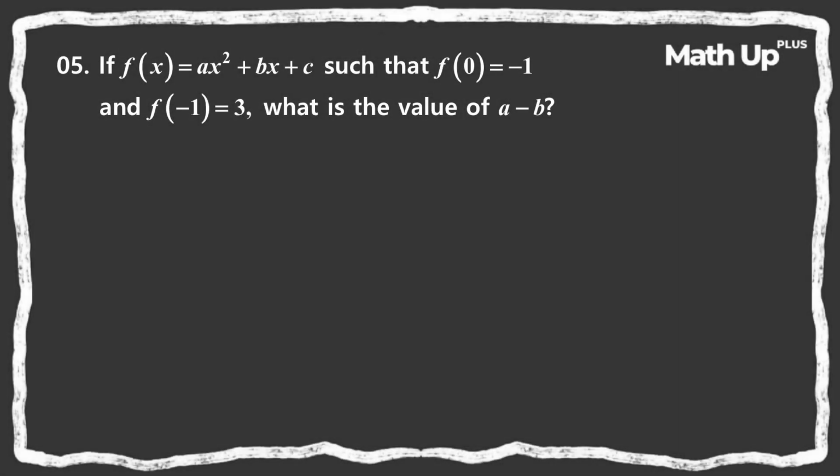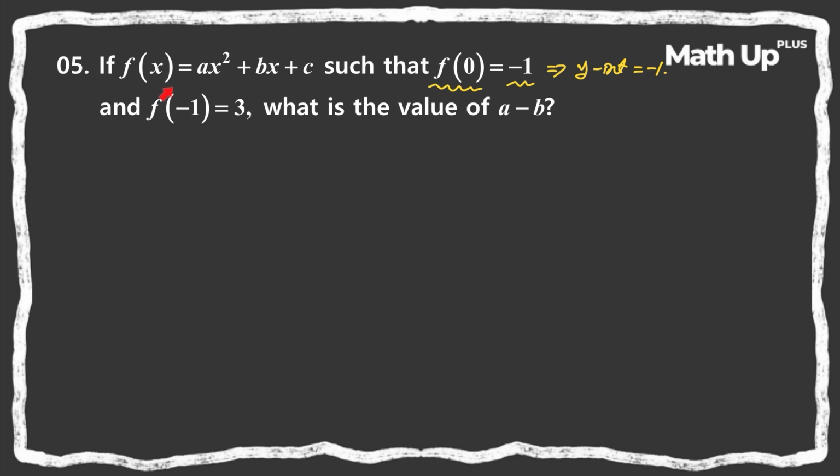Number 5, if f of x is equal to ax squared plus bx plus c, such that f of 0 is equal to -1 and f of -1 is equal to 3, what is the value of a minus b? It says when x is equal to 0, y is equal to -1. This means the y-intercept of this function is equal to -1, right?